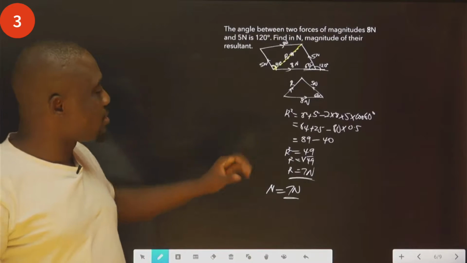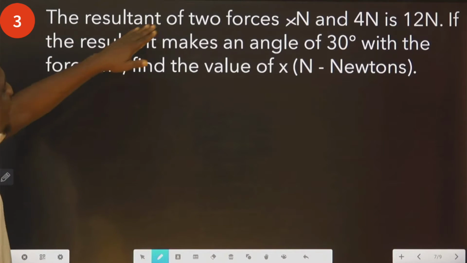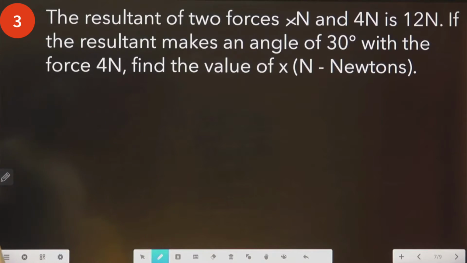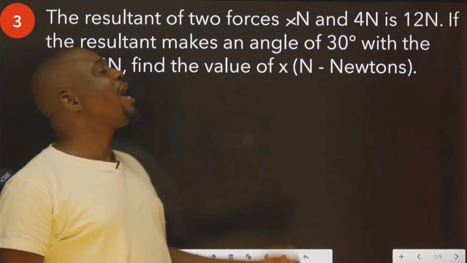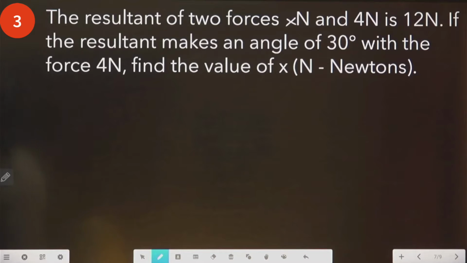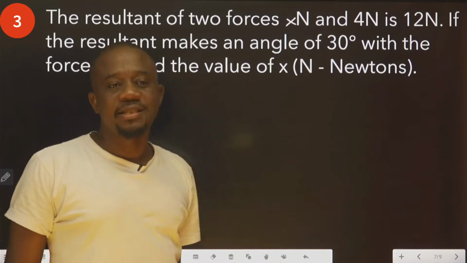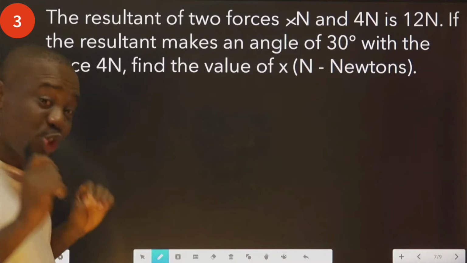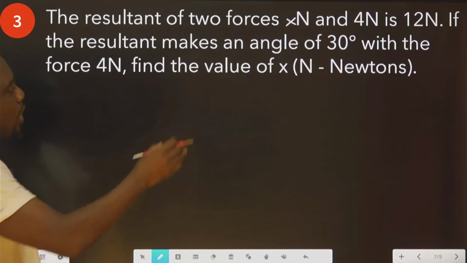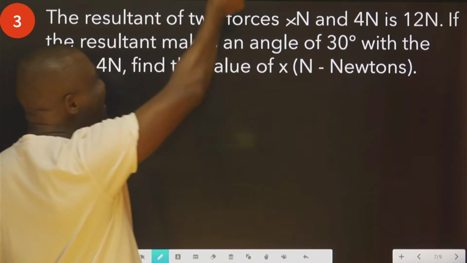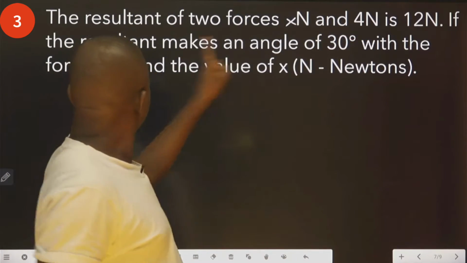Hope you understand this. Let's look at it. It says the resultant of two forces, S Newton and 4 Newton, is 12 Newton. If the resultant makes an angle of 30 degrees with the force 4 Newton, find the value of S. Now, first of all, draw them out. We are going to look at this as two forces. There's 30 between the resultant and 4 Newton.